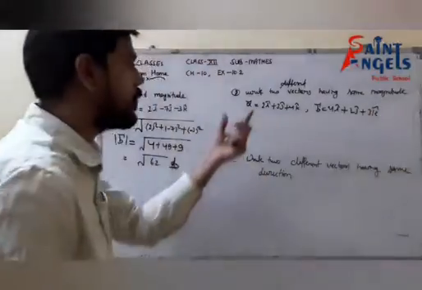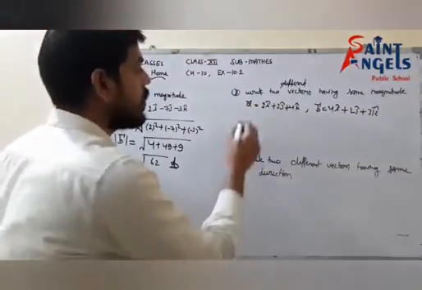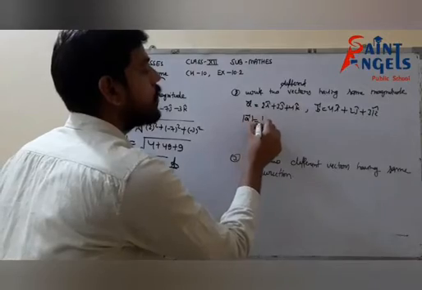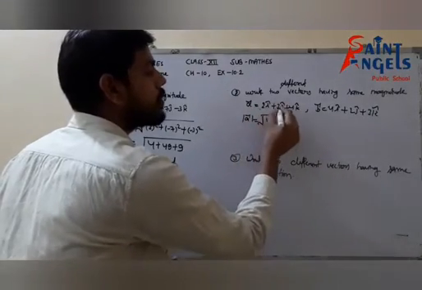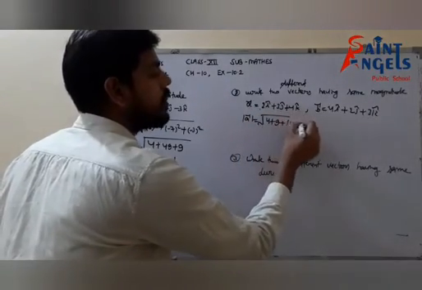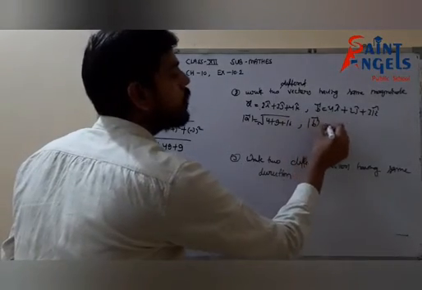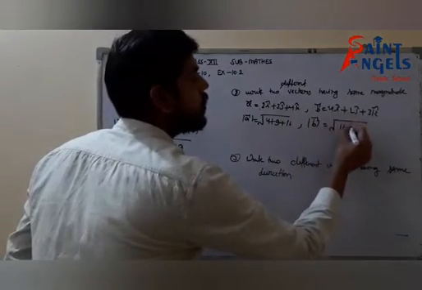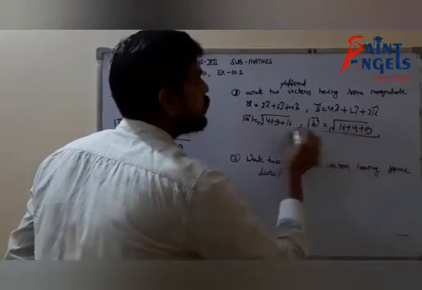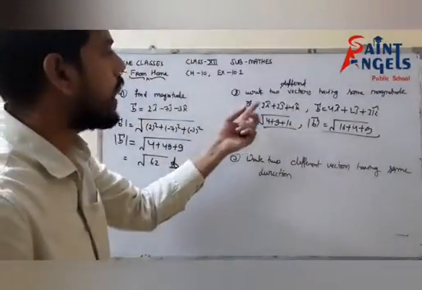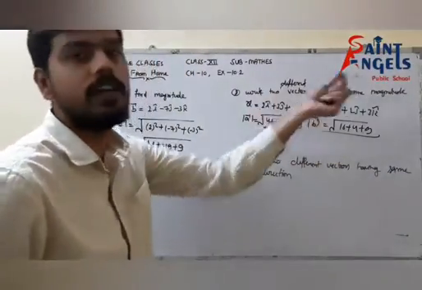But these both will have the same magnitude. As you can see, modulus of a would be under root of 2 square 4 plus 3 square 9 plus 4 square 16. Similarly, the magnitude of b would also be under root of 4 square 16 plus 2 square 4 plus 3 square 9. Both are the same. So vectors a and b are two different vectors having the same magnitude.